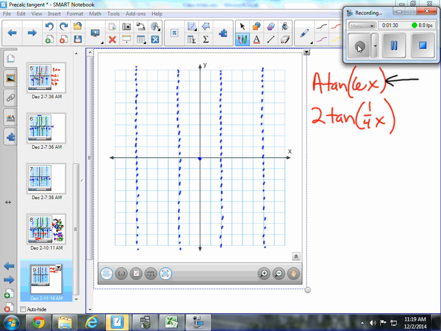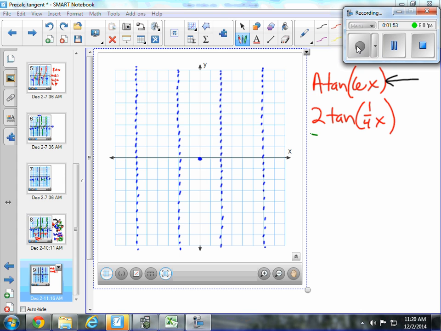But I do know that I can space them out like this, and I do know that this 0, right there at 0, is going to be exactly between 2 asymptotes. Because the zeros in the tangent function are always exactly between 2 asymptotes, as long as there's not a k, but you can ignore that for right now.